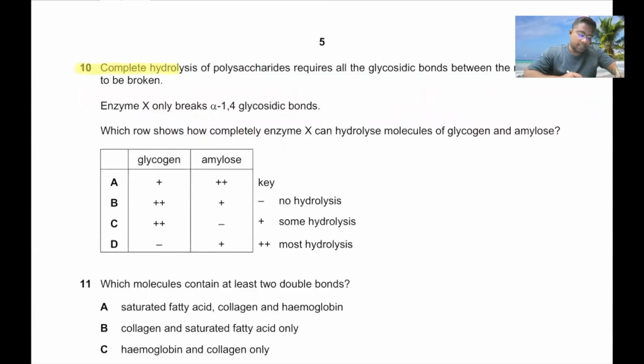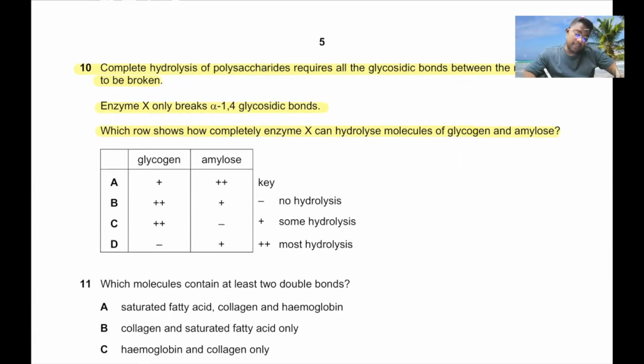Question number 10. Complete hydrolysis of polysaccharide requires all the glycosidic bonds between the monomers to be broken. Enzyme X only breaks alpha 1,4 glucose bonds. Which row shows how completely enzyme X can hydrolyze? Enzyme X can hydrolyze molecules of glycogen and amylose. All right. Negative indicates no hydrolysis.